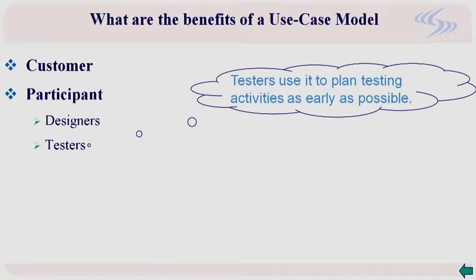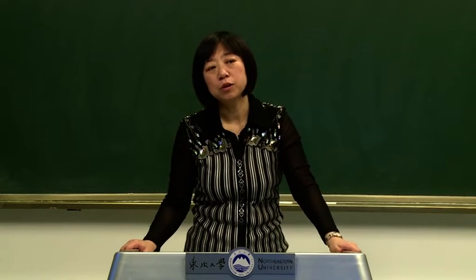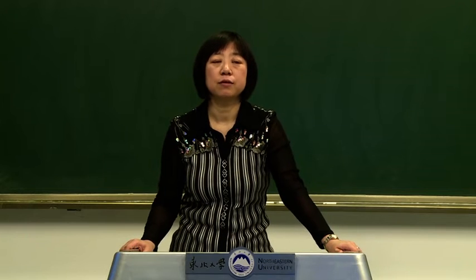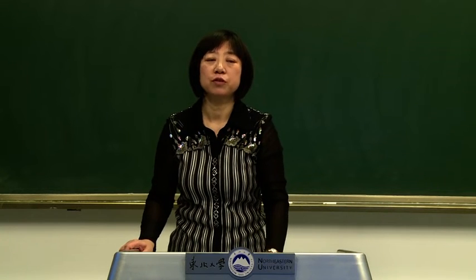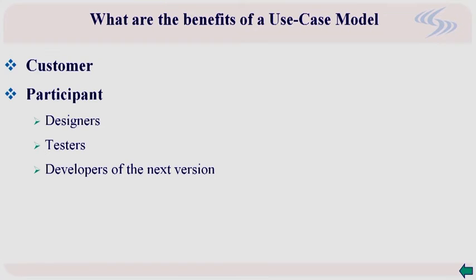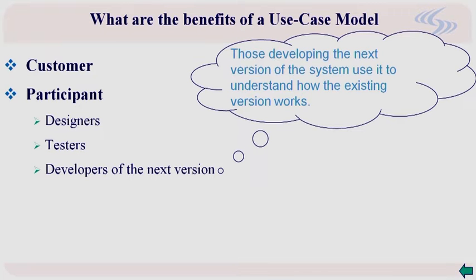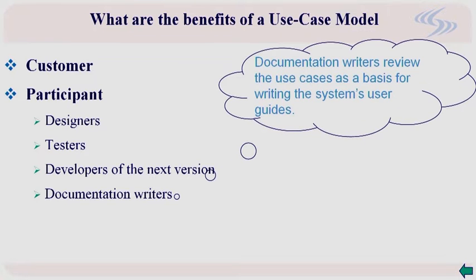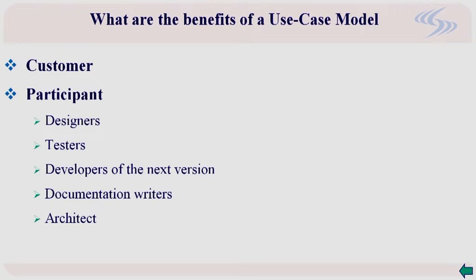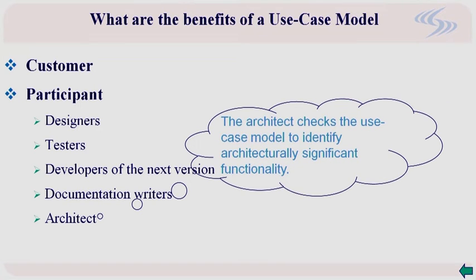So the use case diagram is a good material for testers, for SQA persons, to achieve a testing plan, and the developers of the next version. That means those developing the next version of the system use it to understand how the existing version works. Documentation writers review the use cases as a basis for writing the system's user guides. And the architect. The architect checks the use case model to identify architecturally significant functionality.